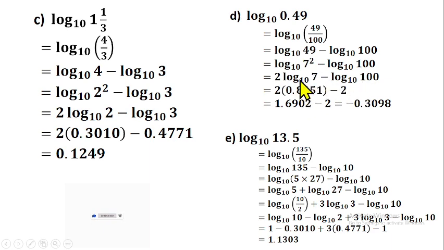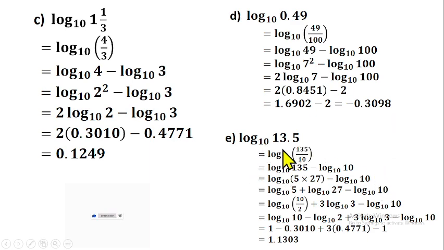So we are given the log value of log 7, which is 0.8451. Then multiply by 2, minus 2. So if you multiply this by this, that gives us 1.6902 minus 2, and that should give us minus 0.3098. So the log of this value is minus 0.3098.